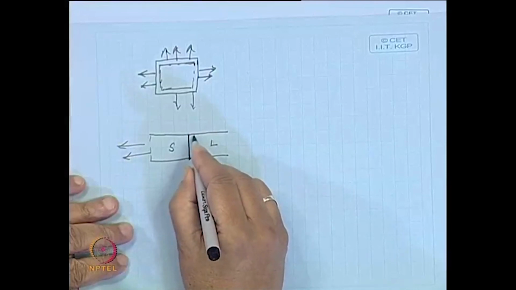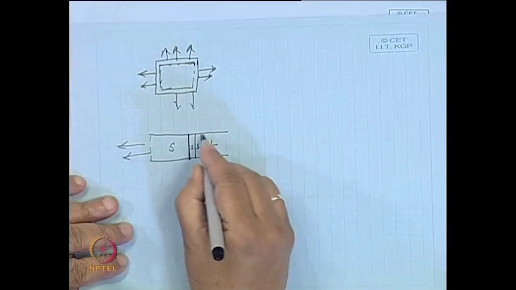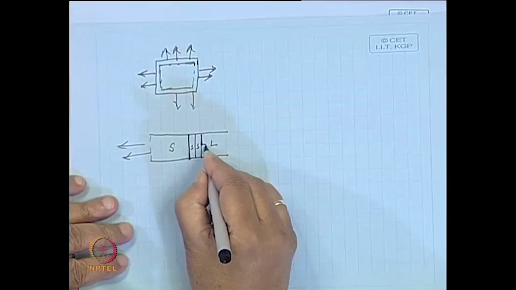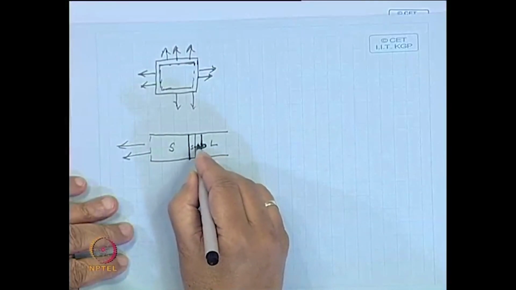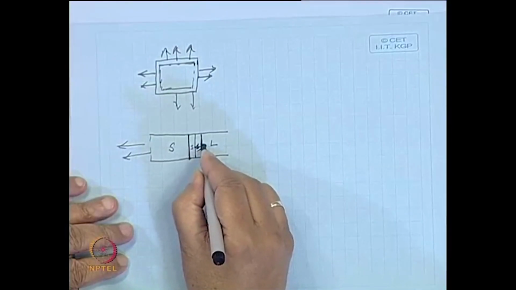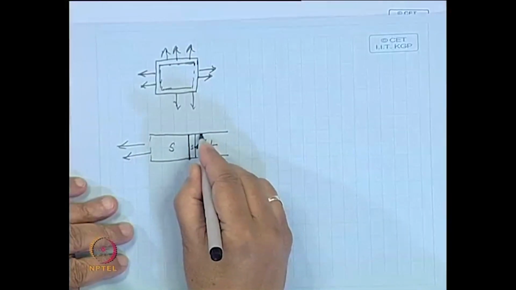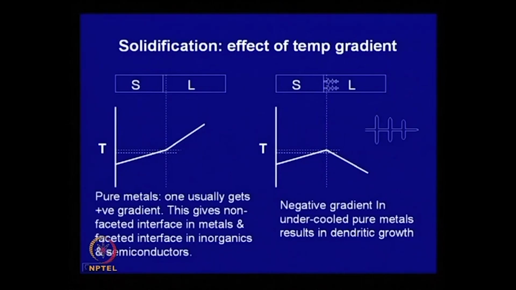This plane will try and move like this. Initially it is here, as the temperature goes, it comes here, it comes here, this becomes solid. Even if somewhere it tries to go like this, when this solidifies, there will be latent heat which has to be extracted. If it comes this side, that heat can go this way also, it will heat up and melt. So, any departure from a planar interface will not be stable in the case where you have this type of gradient.